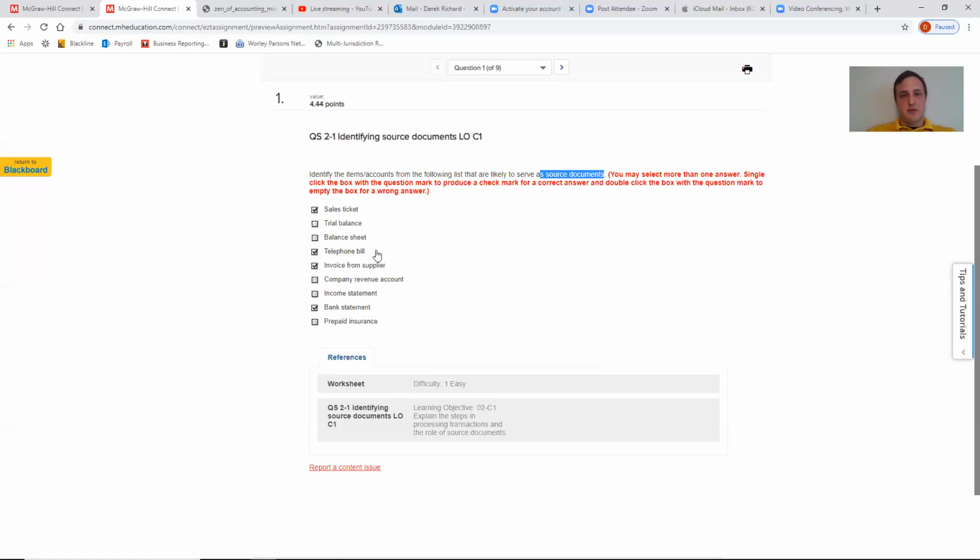Telephone bill, that's a source document because it shows the utility usage for that month. An invoice from a supplier, again, that shows that we owe something, so that's evidence of a transaction.